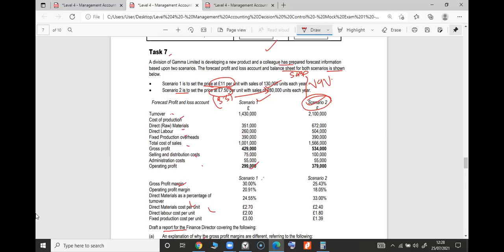I got the answer. My question is, in scenario 1, when your selling price is £11 per unit, you can sell 130,000 units. But in scenario 2, when your selling price is £7.50, you can sell 280,000 units. How many extra units did you sell? The simple answer is 150,000. But what is the percentage of it? Now don't tell me, show me the calculation.